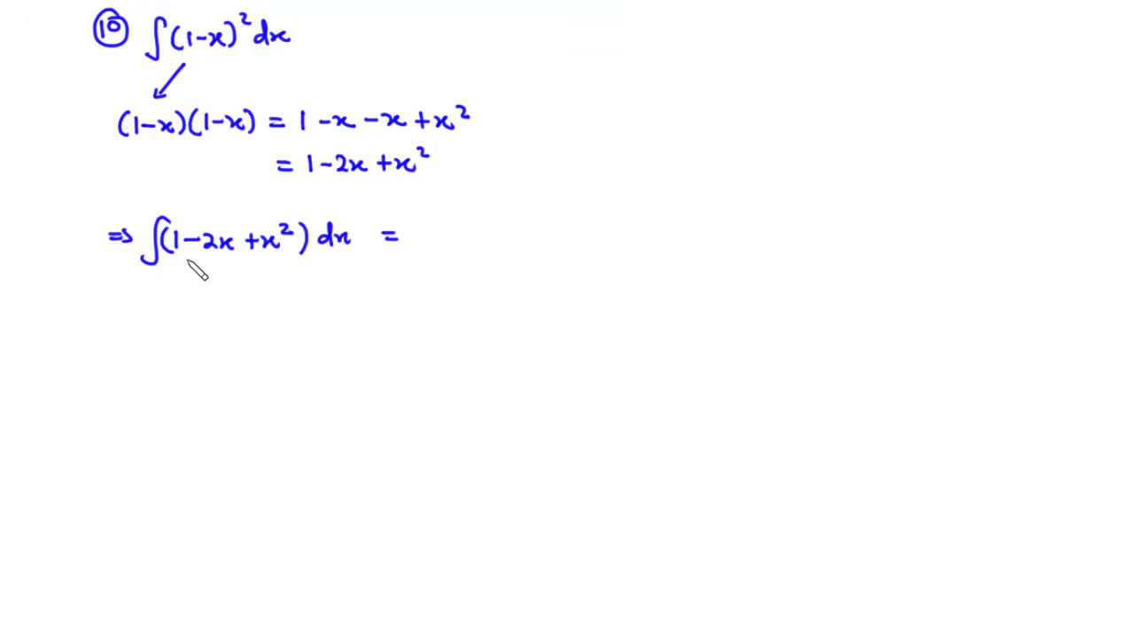So we integrate term by term. We are going to have x minus 2x squared divided by 2 plus x cubed divided by 3 plus c. So let's simplify. We have x cubed over 3, and then 2 cancels out 2. We are left with x cubed over 3 minus x squared plus x plus c.